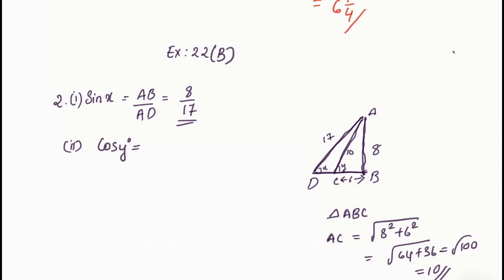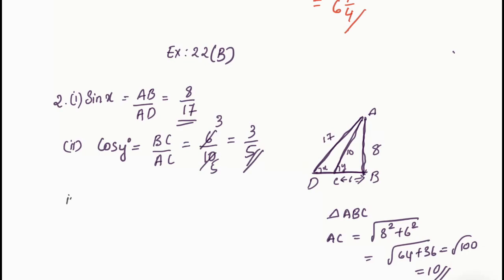So what is our cos y? Our cos y will be equal to base. What is the base here? BC by AC, that is equal to 6 by 10. So 3 by 5. Always you need to simplify to the simplest ratio.